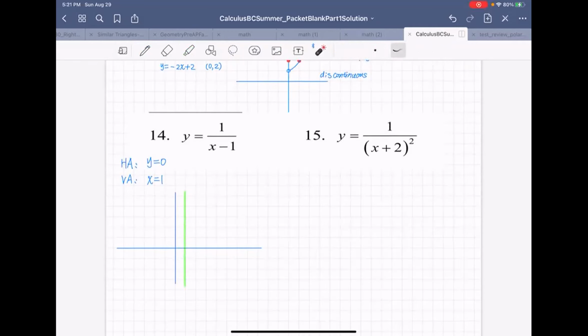All right. This guy is x equals 1, right? Right. Y equals 0. There you go, correct?